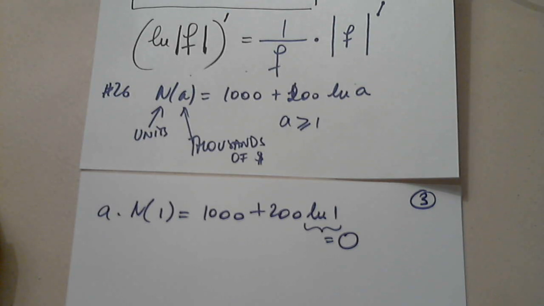Part B. Find N prime of A and N prime of 10. N prime of 10 will be when A is what? When A is 10. You're right, but what does the 10 represent? When 10,000 units are built. Exactly.